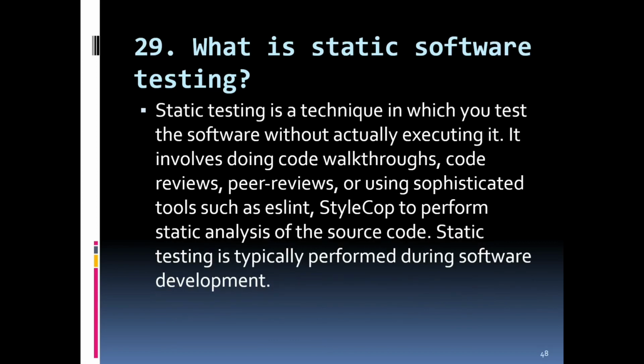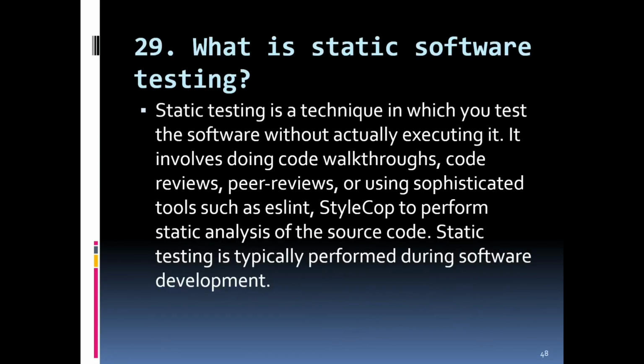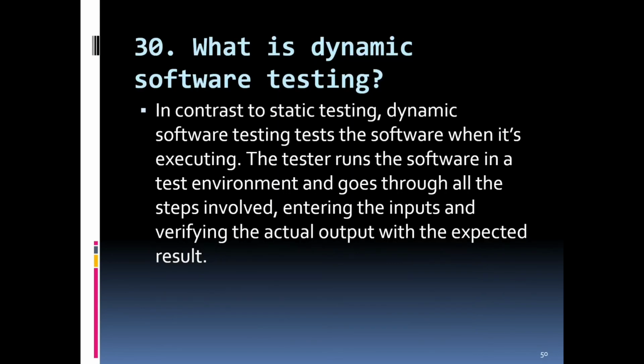What is static software testing? In static software testing, you test the software without actually executing it. It involves code walkthroughs, code reviews, peer reviews, or using sophisticated tools such as SLIM and StyleCop to perform static analysis of the source code. Static testing is typically performed during software development. So here is a diagram of static software testing.